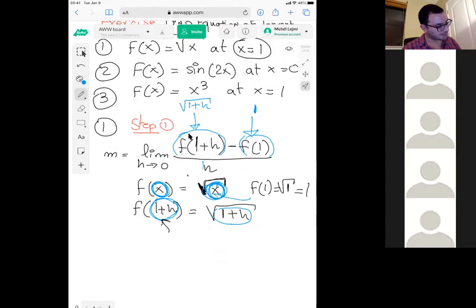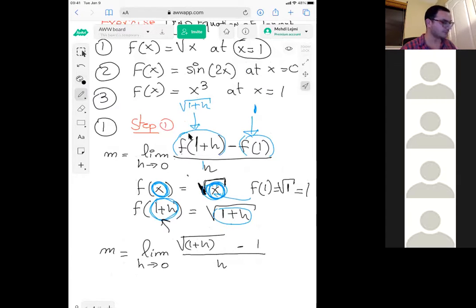So would that be -1 now? Yes, that would be -1, absolutely. So now I can compute my m. So limit, I have h going to 0, of the square root of 1 plus h, the whole 1 plus h is under the square root, minus 1, over h. So that's my limit, right?